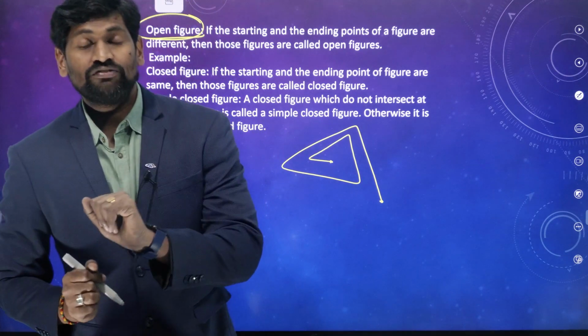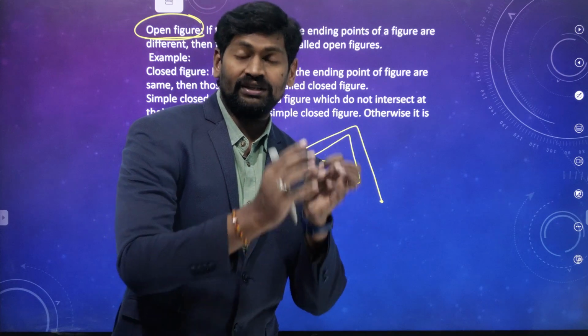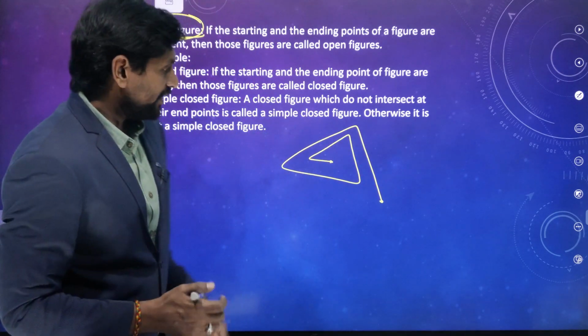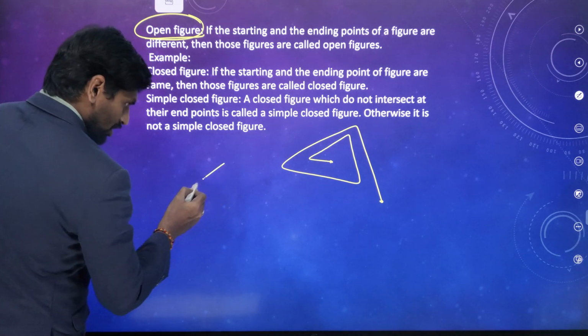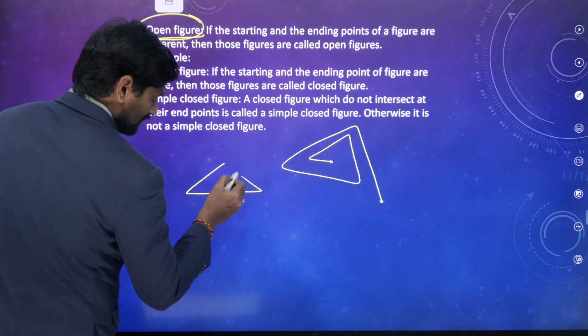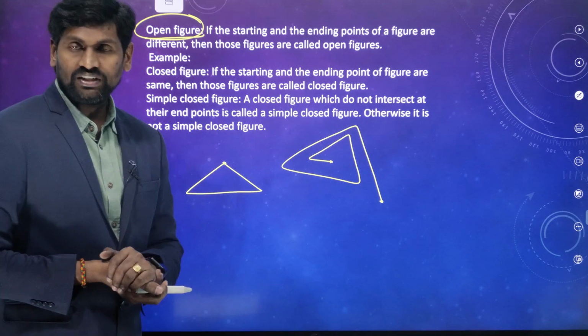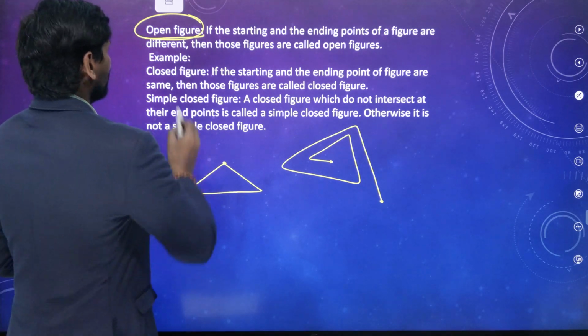But what are closed figures? Closed figures mean the starting point, the initial point, and the ending point are both the same. They are called closed figures. So a triangle is a closed figure.